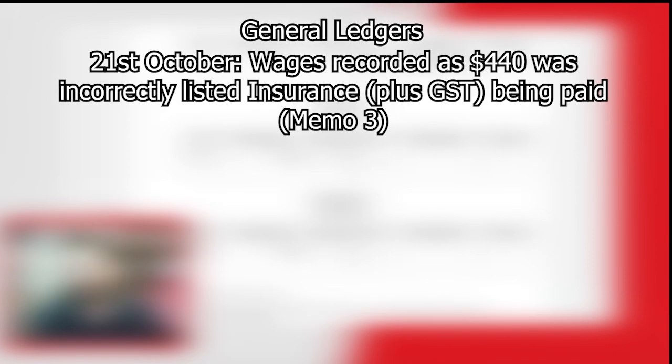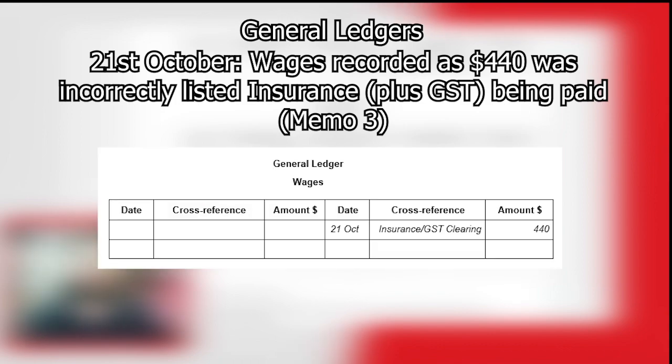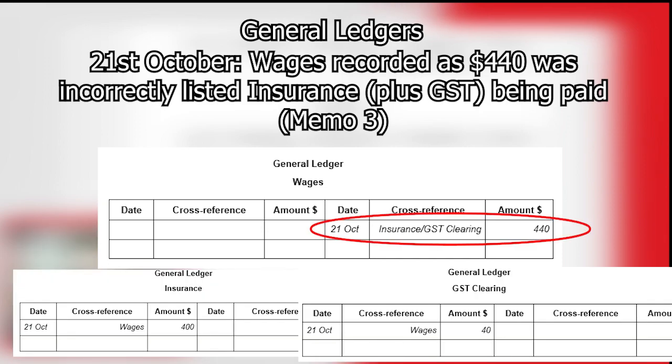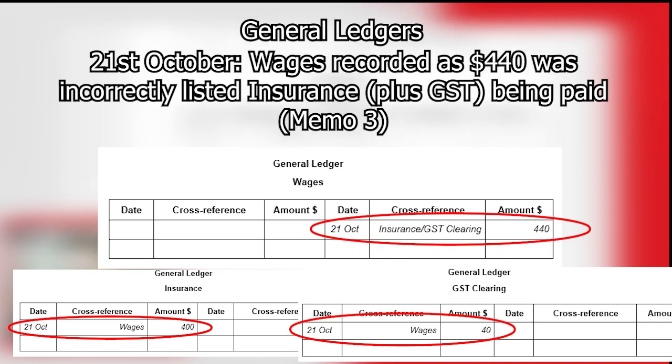We can see right there, 21st of October, on the credit side, wages, insurance / GST clearing, 440, while insurance and GST clearing both have debits: wages for 400, insurance for 40, GST. Left equals right. So that's a nice, simple way to correct errors.